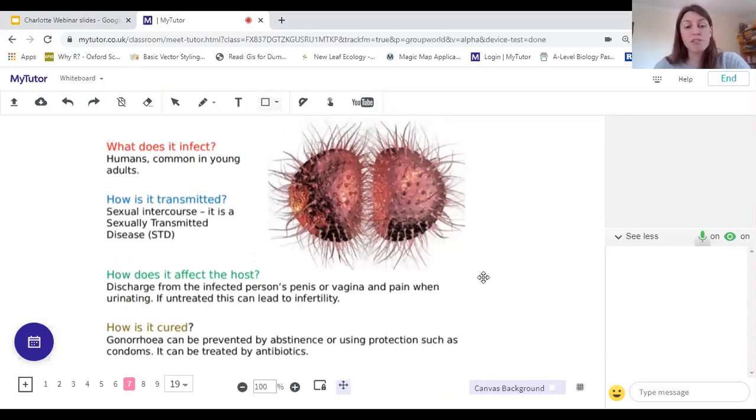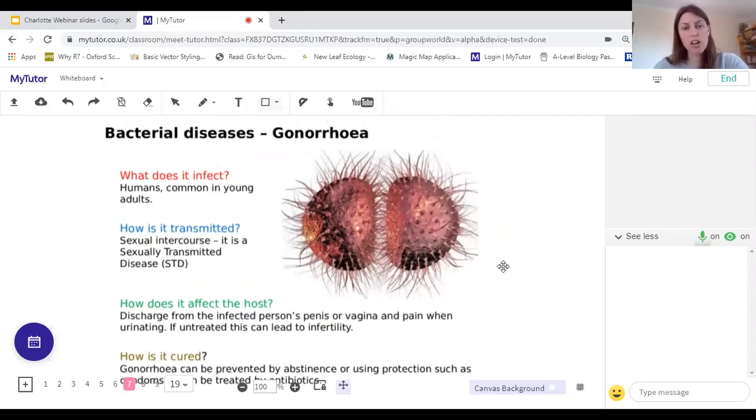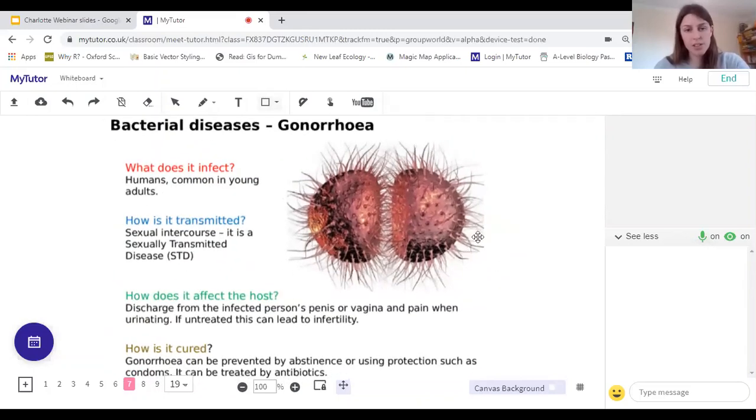It can be prevented by abstinence, so not having sex, or using protection such as condoms. And it can also be treated by antibiotics. So if you realise that you've got it, you can cure it fairly quickly and fairly easily. There's a diagram there of the bacteria itself, so that's a funny looking thing.